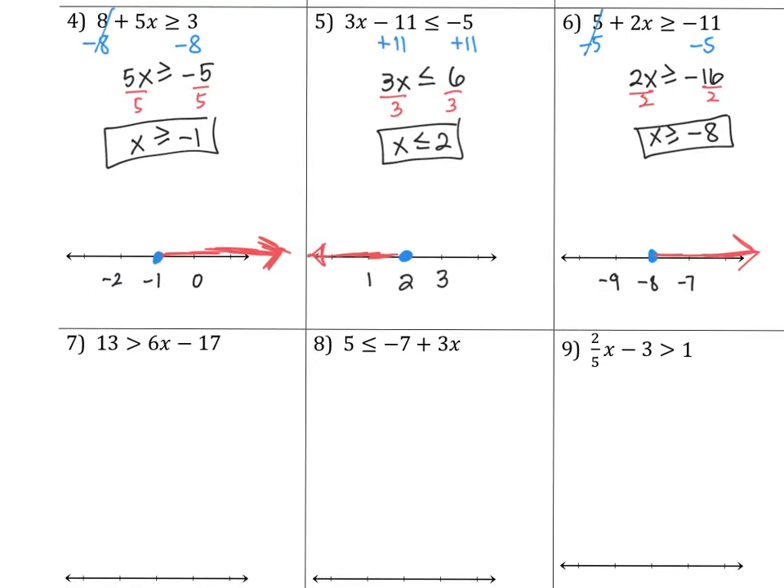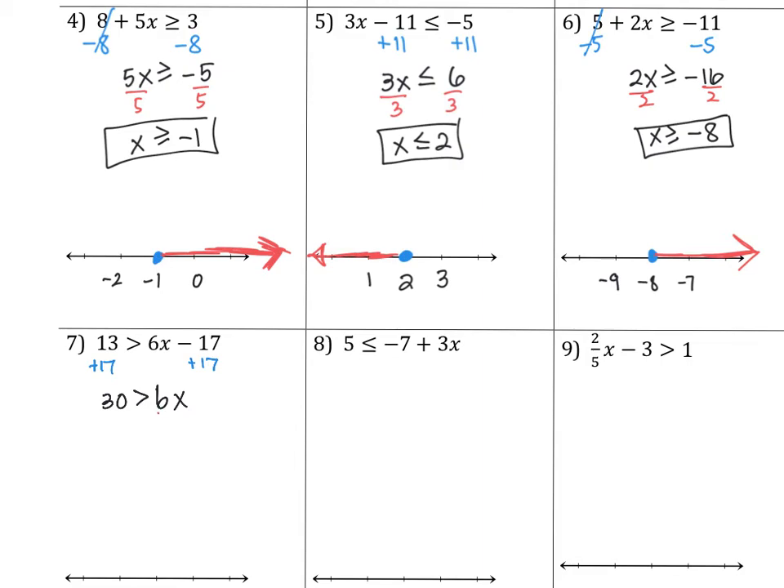Okay, last row. Okay, this one's written backwards. It says 13 is greater than 6x minus 17. I'm going to solve it like normal, but you just have to be really careful. We can't rearrange the inequality or we mess up the value. Okay, so 13 plus 17 is 30. I'm going to bring down the symbol. I'm going to bring down the 6x. Okay, and you cannot switch these unless you're really careful.